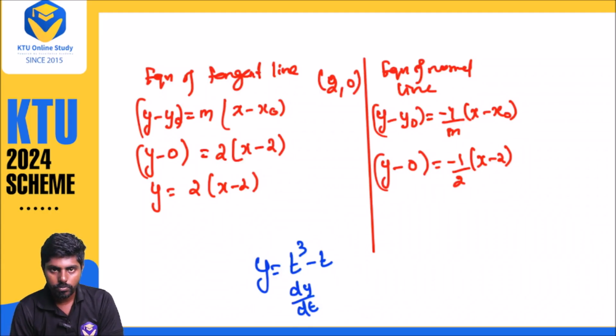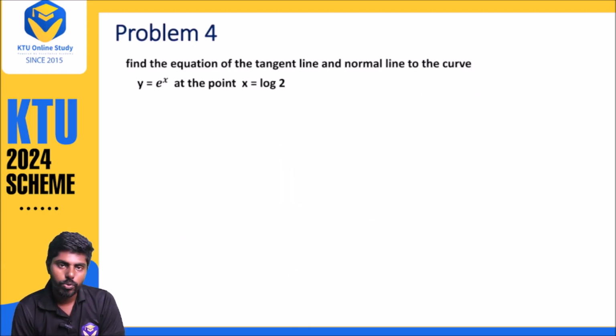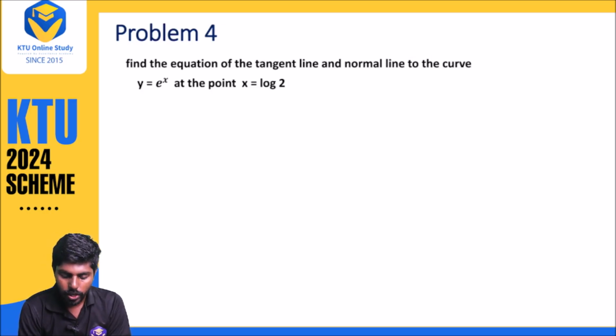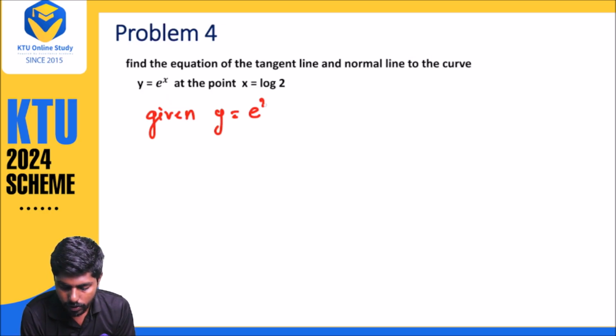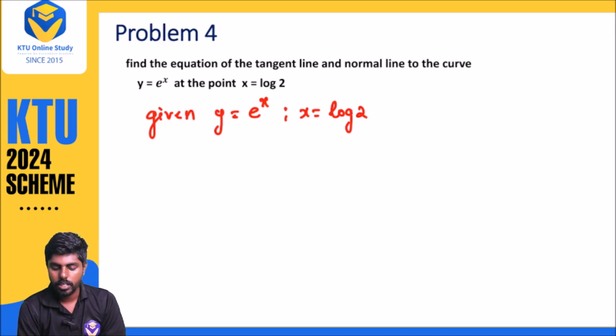Okay, so we will go to one more problem, that is problem number 4. What have they given? Let us observe. Given y is equal to e power x. What is x? X is equal to log 2 they have given. Y is equal to e power x, x is equal to log 2.